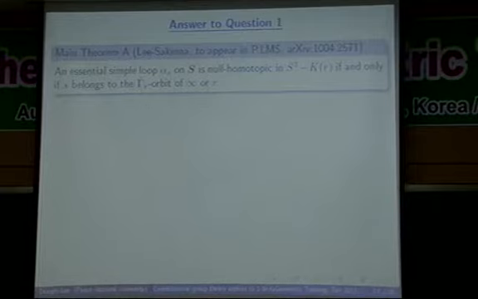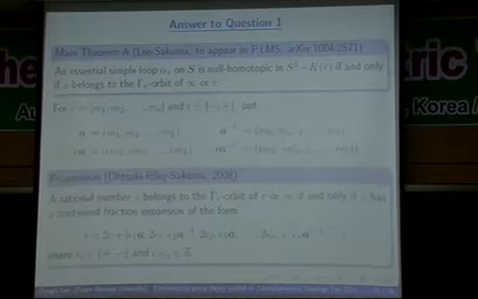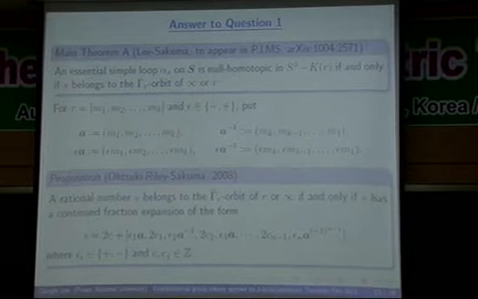Main theorem: any essential simple arc alpha sub S on the bridge sphere is null homotopic in the two-bridge link complement if and only if this rational number belongs to the gamma sub R hat orbit of infinity or R. Just as I mentioned, the 'if' direction was already proved. So what we did is only the 'only if' direction. And there is a very nice combinatorial description for the gamma sub R hat orbit of infinity or R as follows.